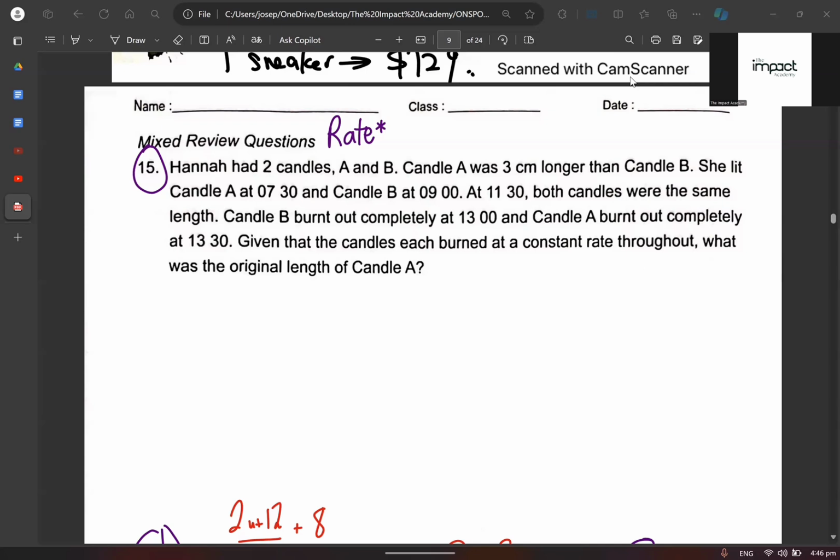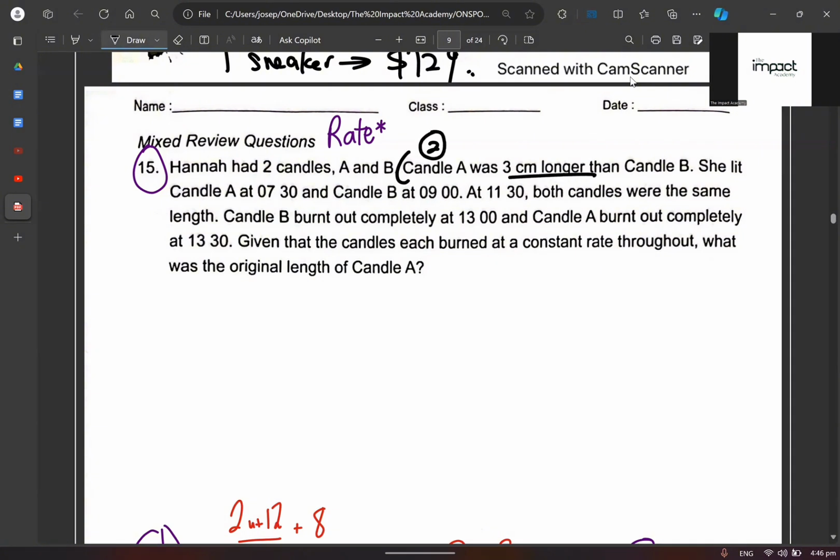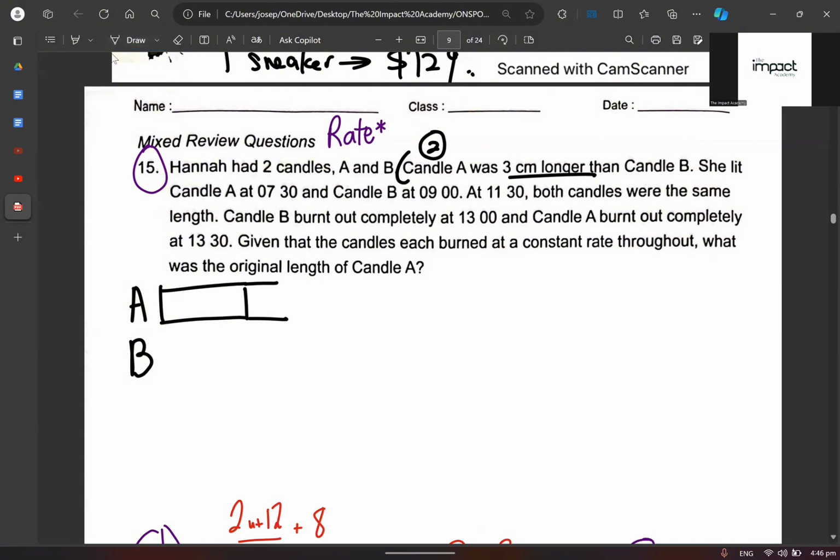Hannah had how many candles? 2 candles, A and B. Now, this is a rate question, but let me explain. I know it can be tricky. The question says that candle A was 3 cm longer than candle B. So A and B, in terms of their difference in length, is 3. B is definitely shorter, so we put 3 inside.